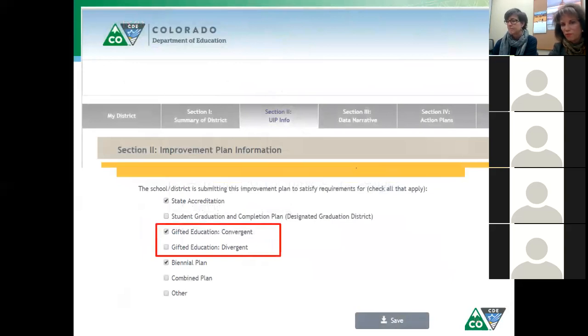Now, this is a screenshot of the actual electronic form. And so here you see at the very beginning, section 2, that you will mark whether gifted education is convergent or divergent. That is now on the form.